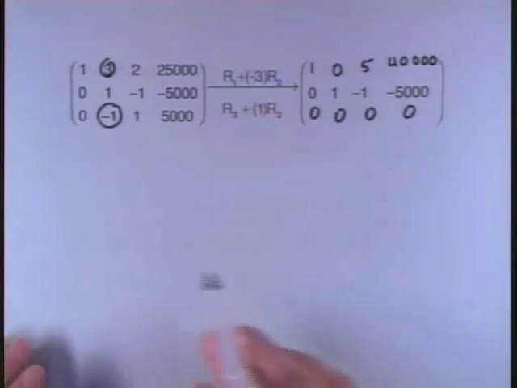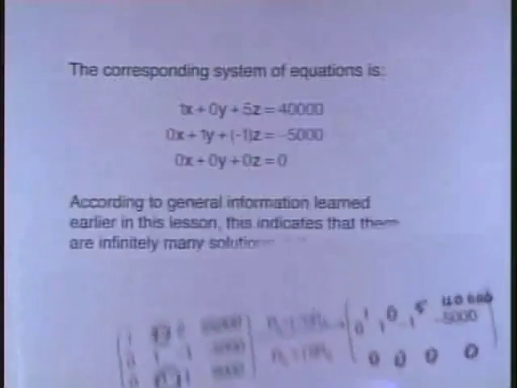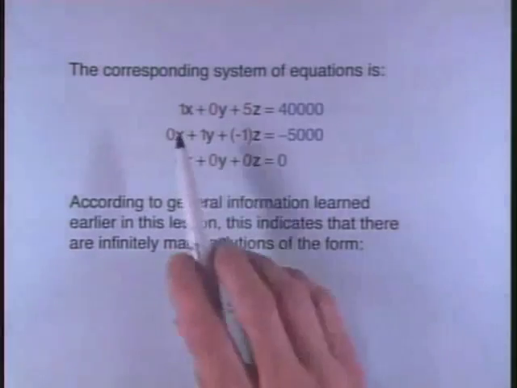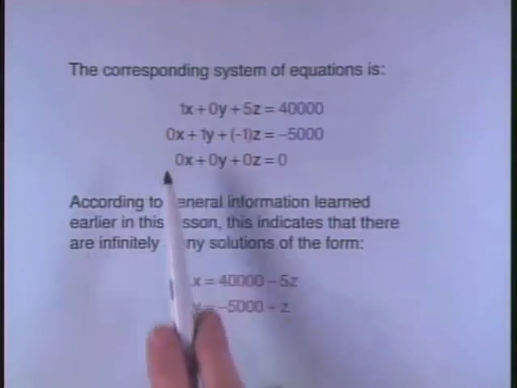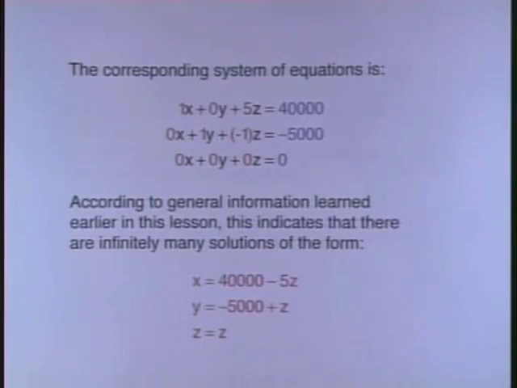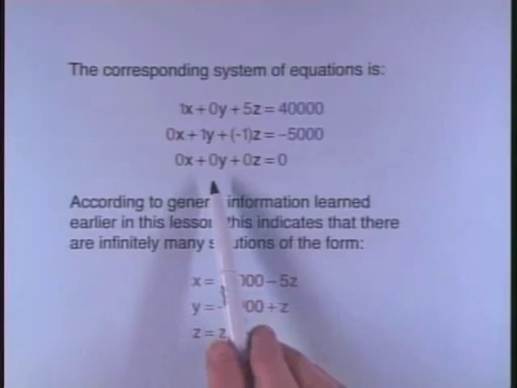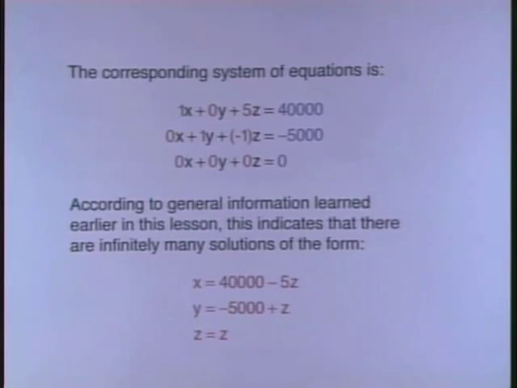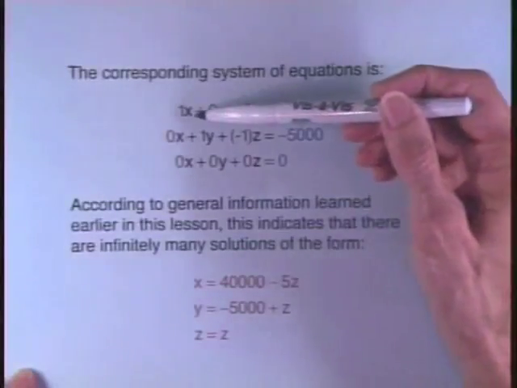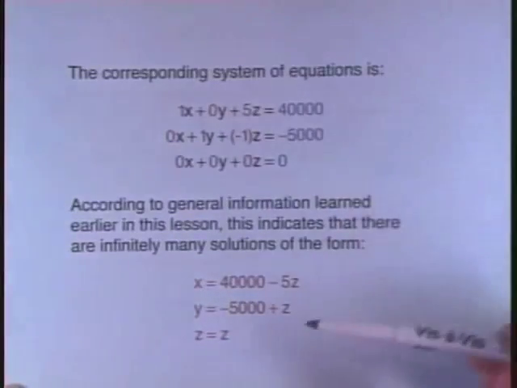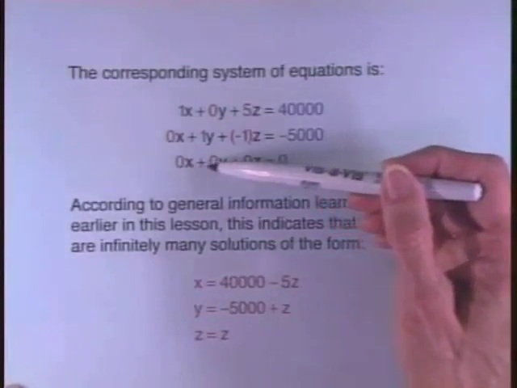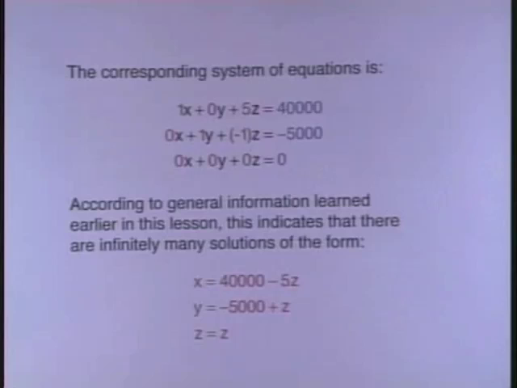So we'll get our system of equations from that matrix. The corresponding system is 1x plus 0y plus 5z equals 40,000. 0x plus 1y plus -1z equals -5,000. And 0x plus 0y plus 0z equals 0. According to general information learned earlier in this lesson, this indicates that there are infinitely many solutions of the form x equals 4,000 minus 5z, y equals -5,000 plus z, and since there's no 1 for the z column, we have z equal to z.